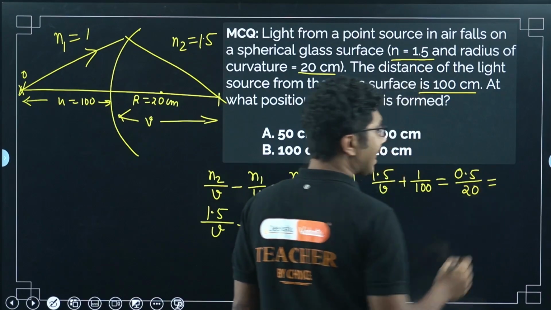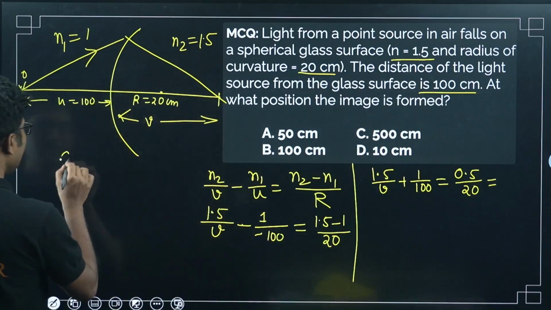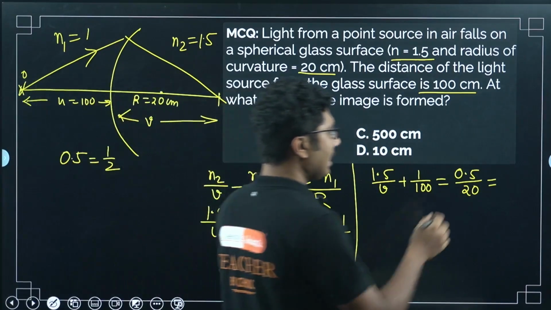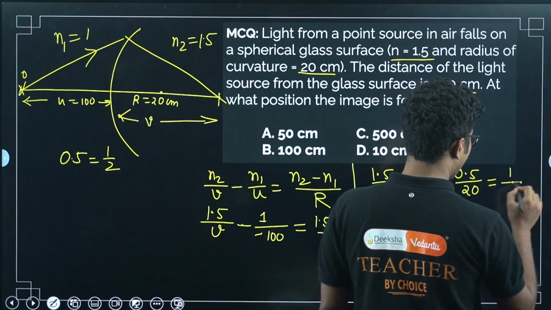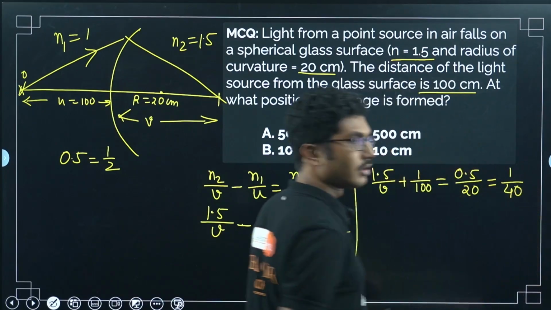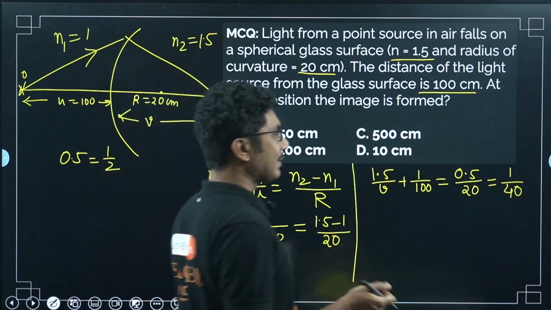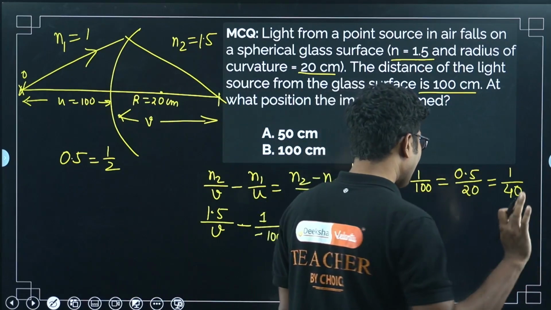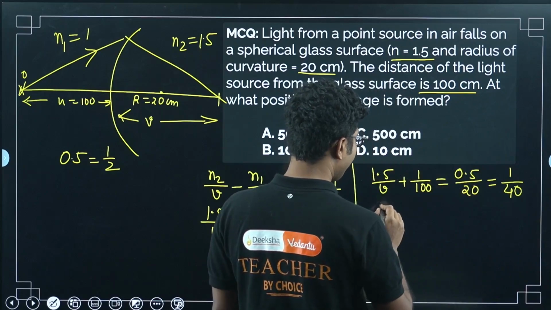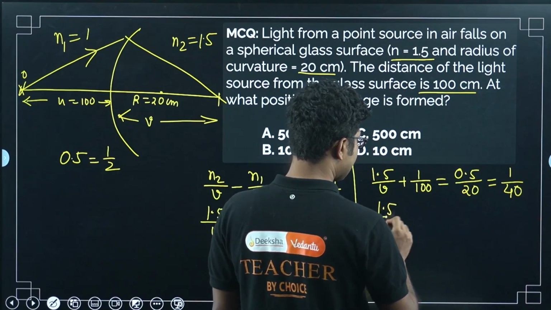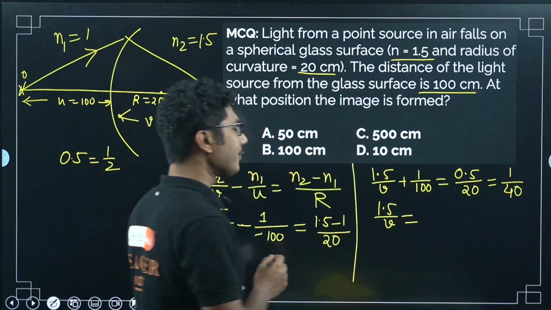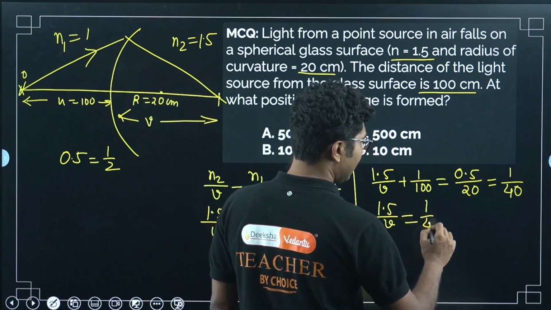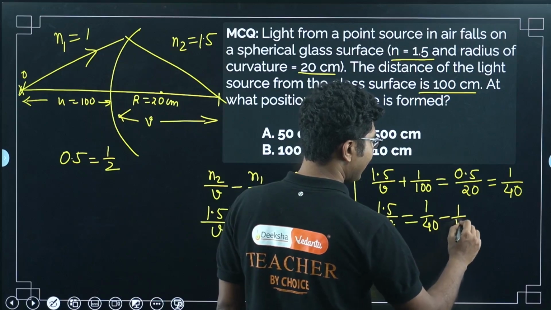Now 0.5, we know that 0.5 is equals to half, right? So if I use that, then it will become 1 by 40, right? Or what you can do, you can remove the decimal, you can put 0, 1, 200, then you can cancel it, whatever way you like, whatever way you are comfortable. I am fine with it as long as the calculation is correct. So 1.5 by V equals to 1 by 40 minus 1 by 100.